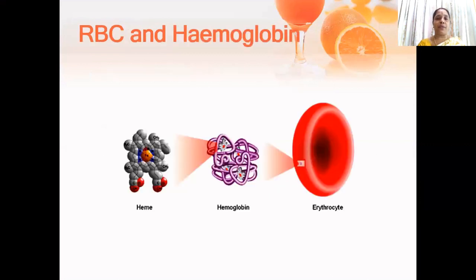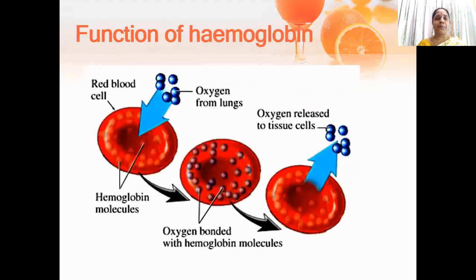In this image, you can see the RBC, hemoglobin, and the heme. RBC gets its red color from a pigment. This pigment is nothing but hemoglobin. Hemoglobin contains two components, the heme and the globin. The globin part is the protein and the heme part is the iron-containing component.